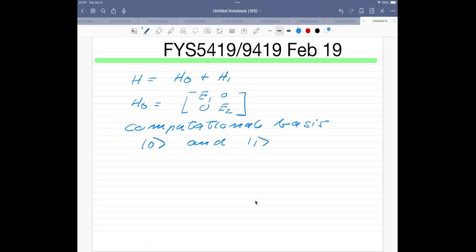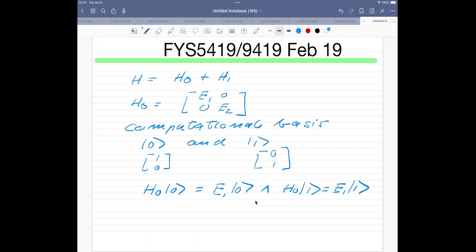We represent them in the standard representation which we have been using throughout the semester, so we have 1, 0 and 0, 1. These states are eigenstates of this Hamiltonian with eigenvalues E1, and H0 acting on the state gives us E1 multiplied with the state. So we say that this H0 is an operator which has the computational basis as an eigenbasis.